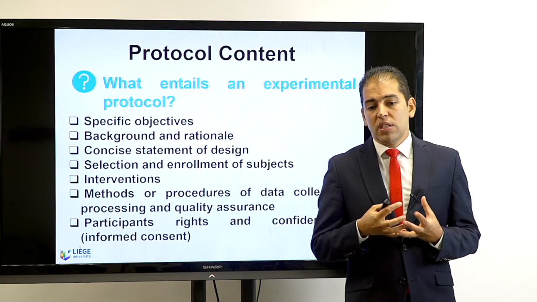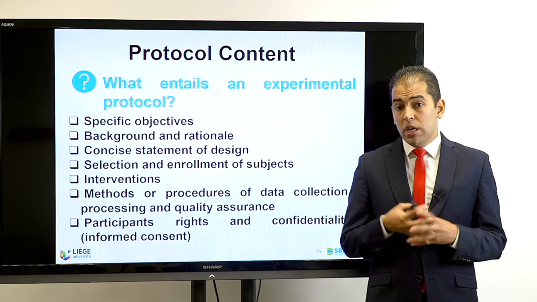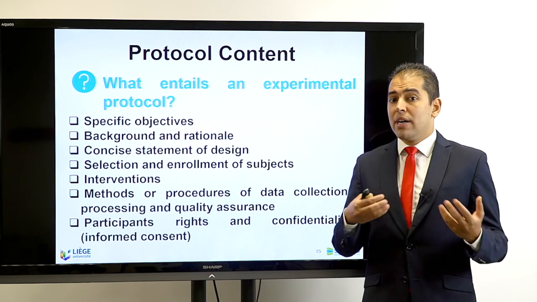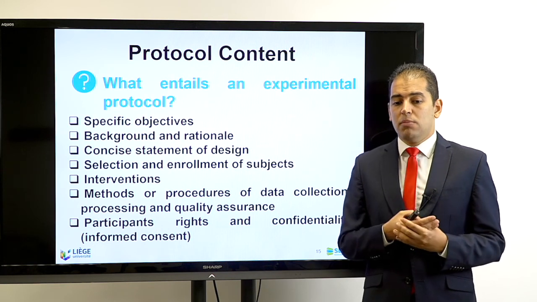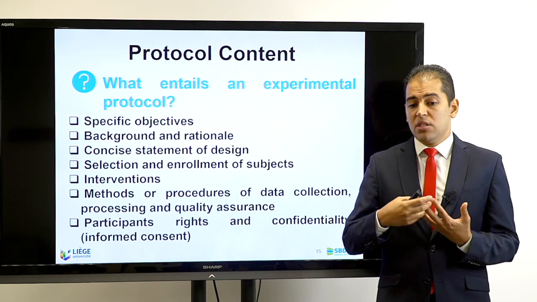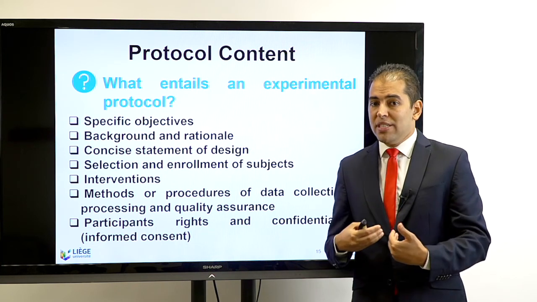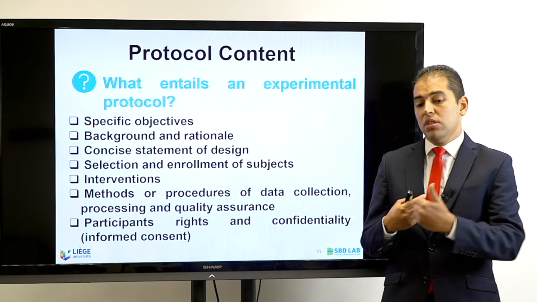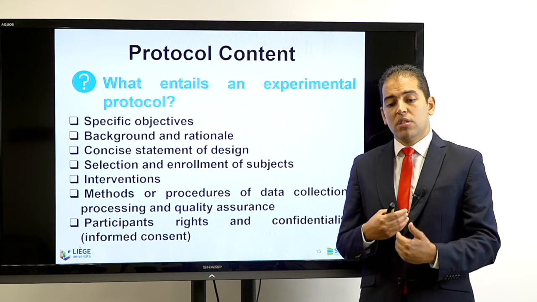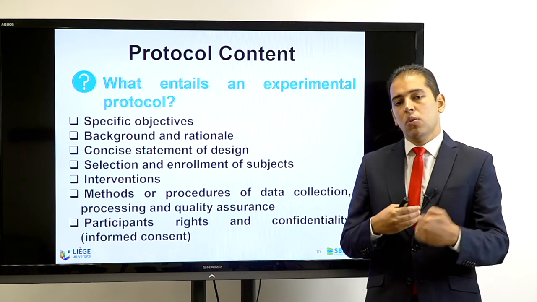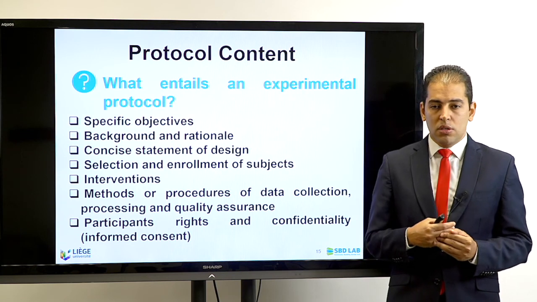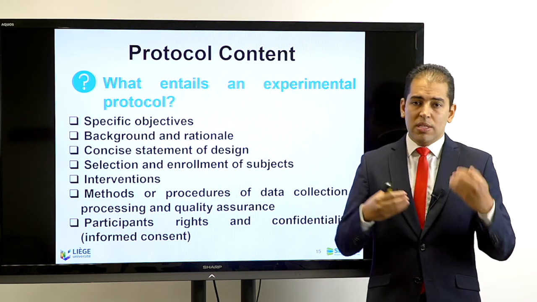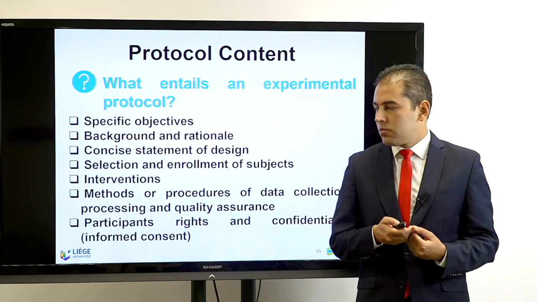Well, what does it entail to have an experimental protocol? An experimental protocol entails having a specific objective, background and rationale, a concise statement of design, selection and enrollment of the subject, how this is done, what the interventions will be, what the methods or procedures of data collection, processing and quality assurance are, and what the participants' rights and confidentiality, informed consent, and all ethical concerns are. Here we have an example of a human-based testing or experiment. The same can apply to any different type of subjects.